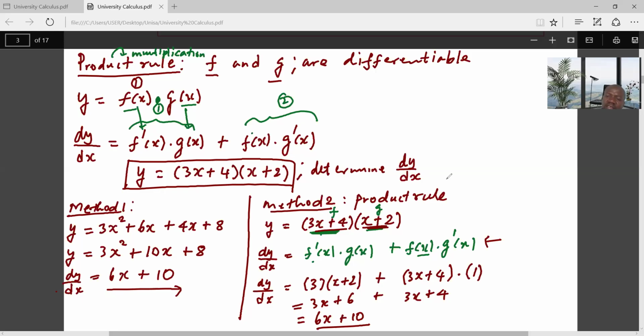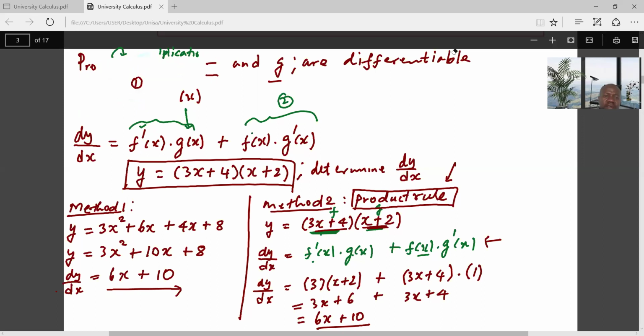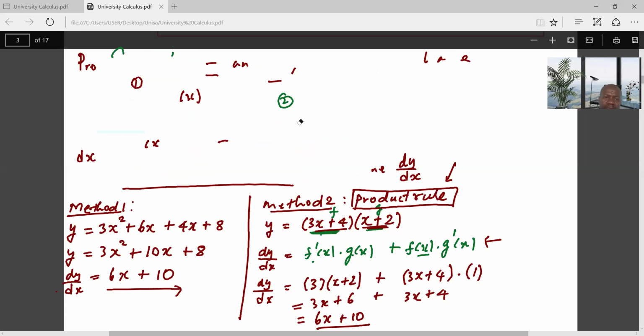So this is what I've introduced at university level, which is called the product rule. This is what you're doing in grade 12, ladies and gentlemen. Now we introduce what you call the product rule, which is very, very important. I strongly believe you are following. Okay, we'll do more examples later about the product rule. Very important.